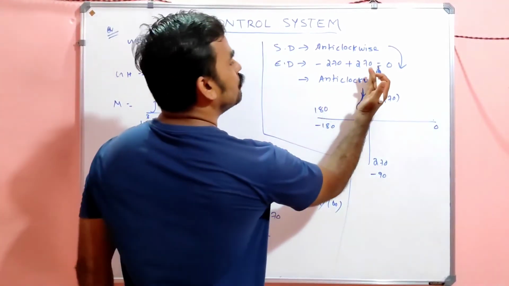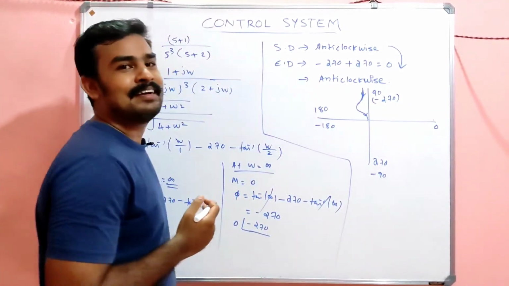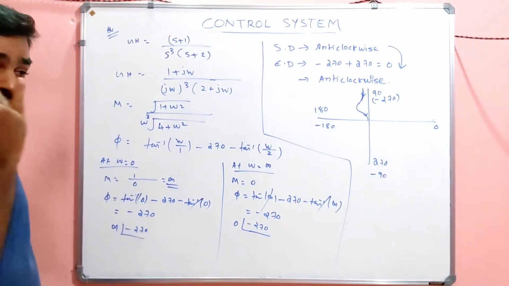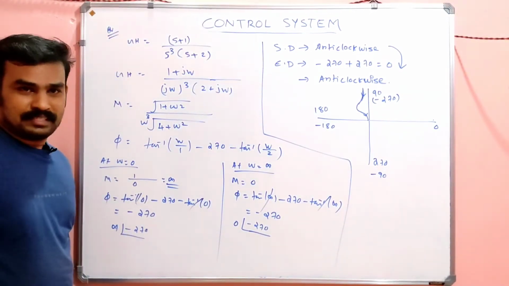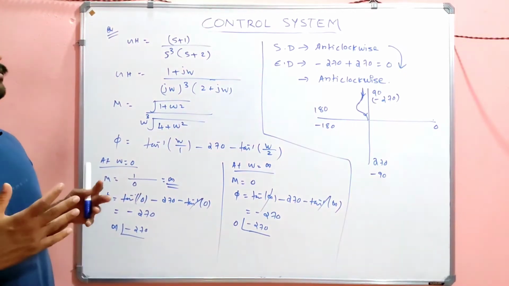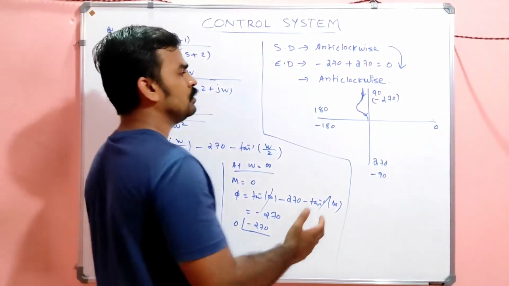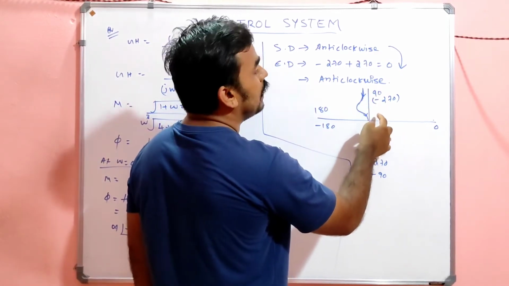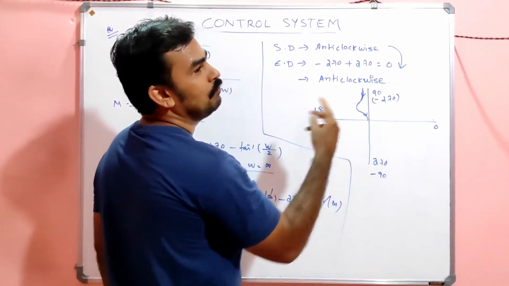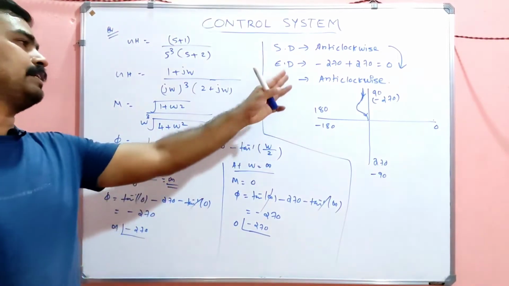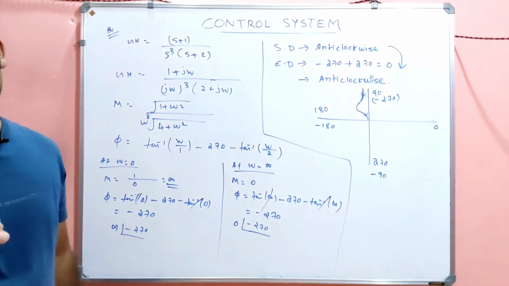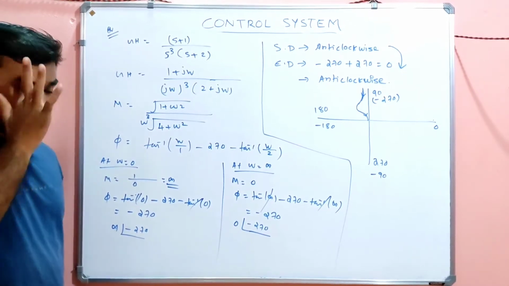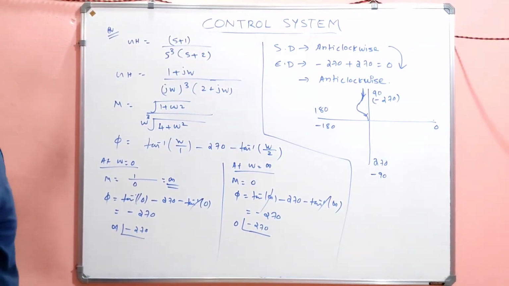That is why I started from the left side of the minus 270 axis. Very, very important concept. If you are a beginner, definitely you will have a doubt. If you start like this, it will form the clockwise path. You need an anti-clockwise path. That's why I started from the left side of the minus 270 axis. Is it clear, my dears? Can we go to the next problem?